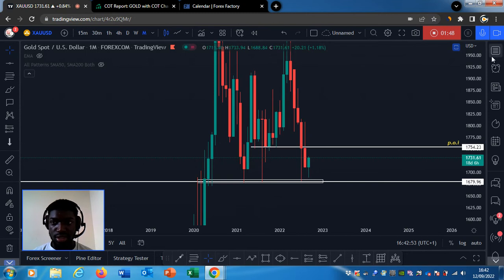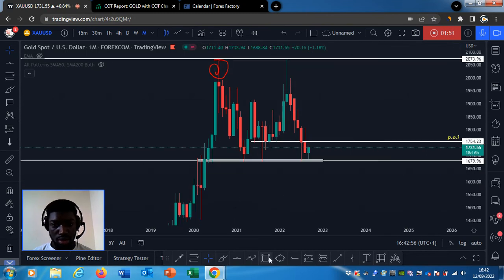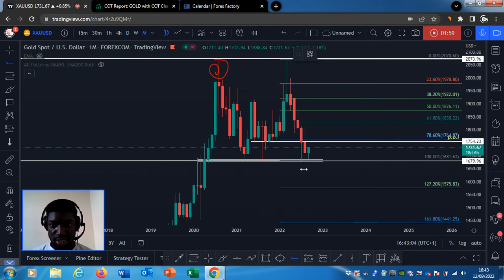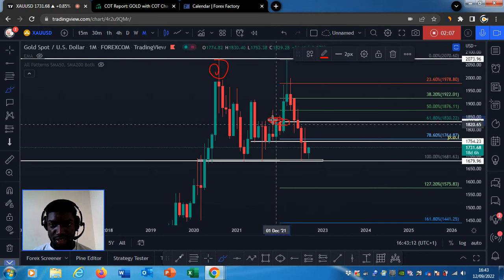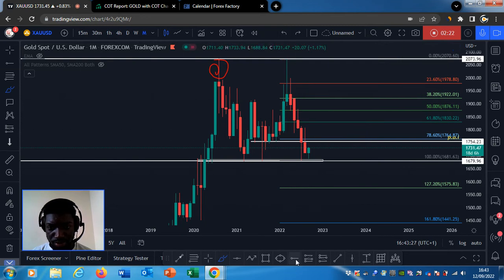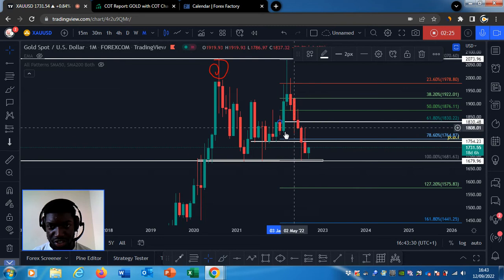But to measure the retracement that's going on, we normally put the Fibonacci from the top to the bottom. And what we can see is that the 61.8 comes in line with the last resistance we had before gold had a bullish move to the upside to test the highs back in August 2020 during COVID time. So that's the level of resistance that we're looking at.